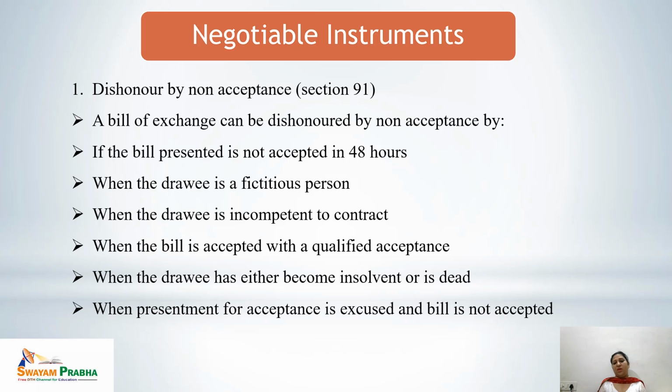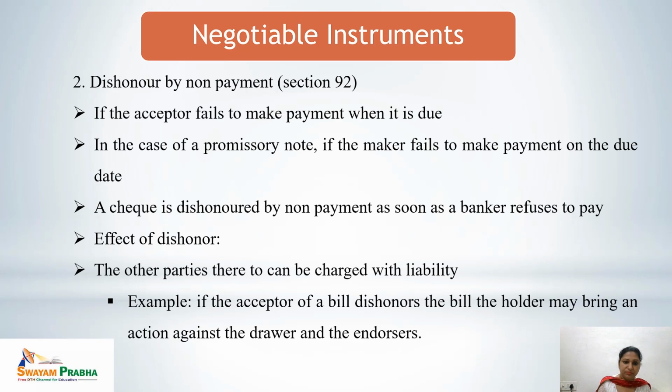And when the bill is accepted with a qualified acceptance, it should be a general or absolute acceptance, but if it is a qualified acceptance, even then it would be dishonored. When the drawee has either become insolvent or is dead, or when the presentment for acceptance is excused and the bill is not accepted, in all these cases the bill is not accepted. This dishonor by non-acceptance is applicable only on a bill of exchange, not on a promissory note and on checks.